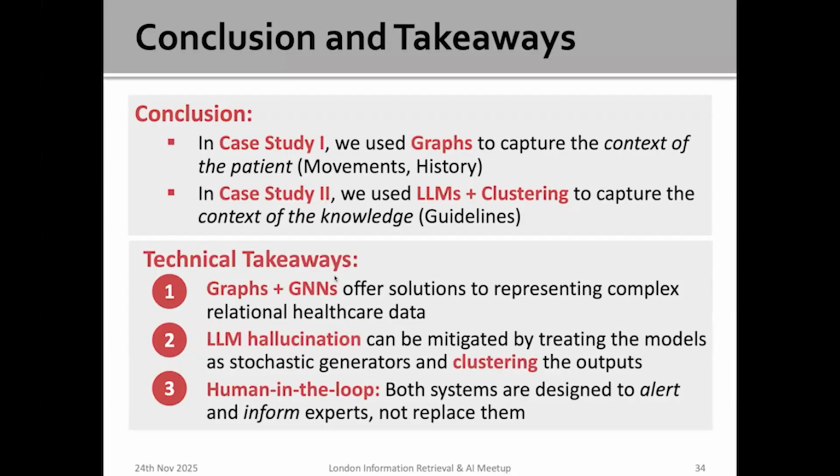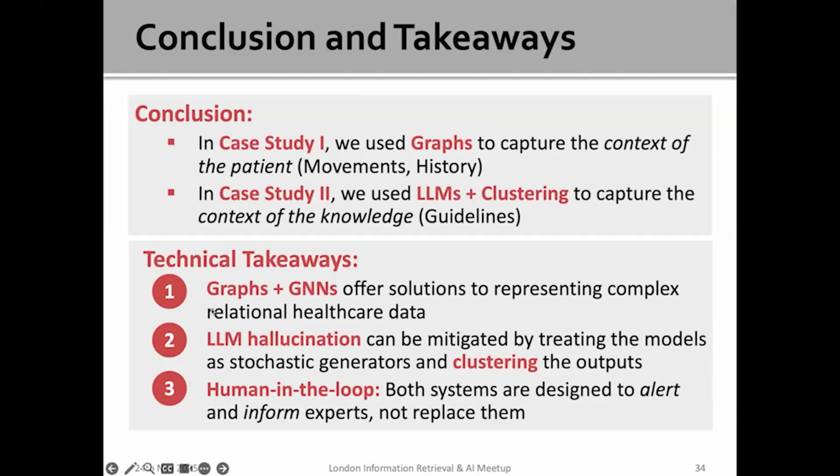From a technical perspective, what we can identify as take-home messages. First of all, to represent complex relational information in the healthcare domain, graphs and graph neural networks are suitable. I mean, this is not really novel, but we confirmed this in our case study. And also to mitigate these LLM hallucinations, or maybe not only hallucinations, but the problem of LLMs being non-deterministic, we can use repeated runs and clustering to make the outputs more reliable in the medical domain. I mean, we can use that for every domain basically, but in the medical domain, it's especially important.